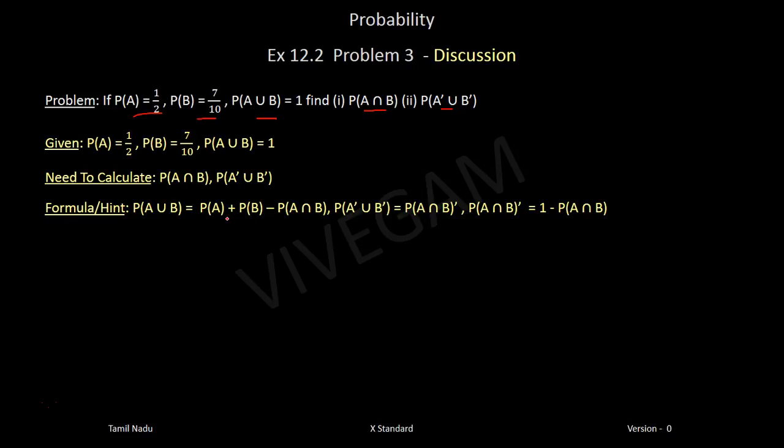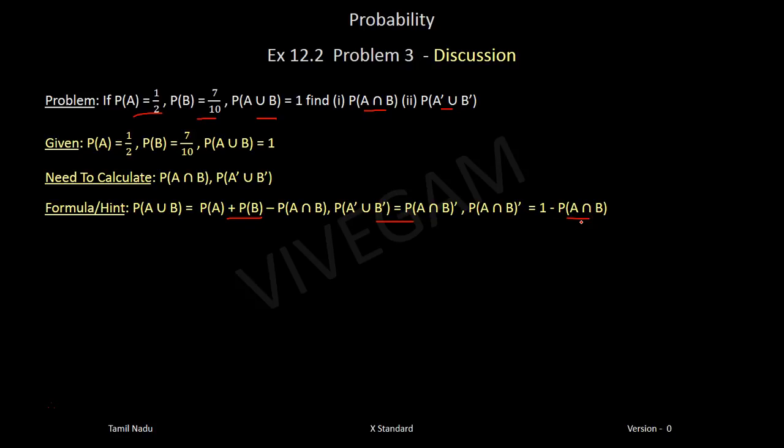Right. What's the formula? The first one is the usual formula. A union B is probability of A plus probability of B minus probability of A intersection B. And this one is De Morgan's law. So probability of A complement union B complement is probability of A intersection B the whole complement. Okay. And probability of A intersection B the whole complement is 1 minus probability of A intersection B. If you remember, the probability of getting event A is P of A, and the probability of not getting event A is 1 minus probability of A. The same formula applies here. So probability of A intersection B the whole complement is 1 minus probability of A intersection B.